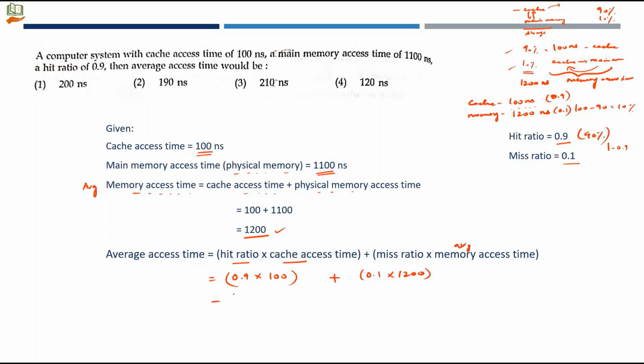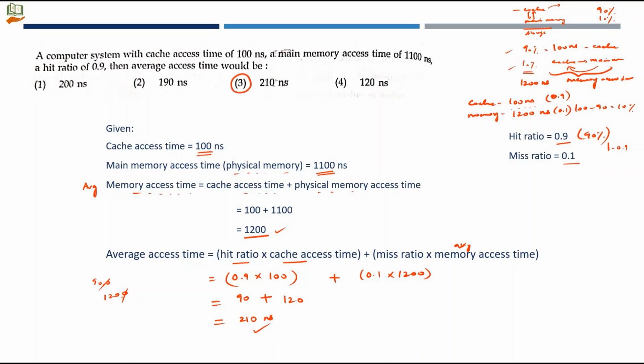Now let's calculate. 0.9 into 100 will give you 90. That is, you have to get 900 and then keep a point here, remove the 0 and then place 90. Similarly for 1200, there is only one point here, so you can remove this and bring this to 120. When you add these two numbers, you will get 210. Option number 3, 210 nanoseconds will be the right answer.